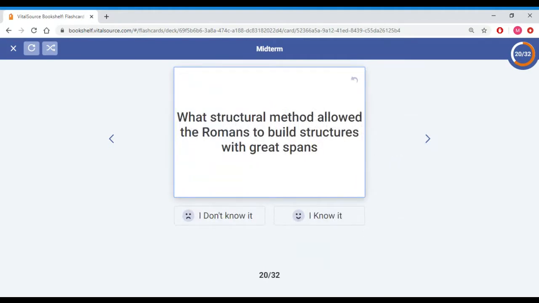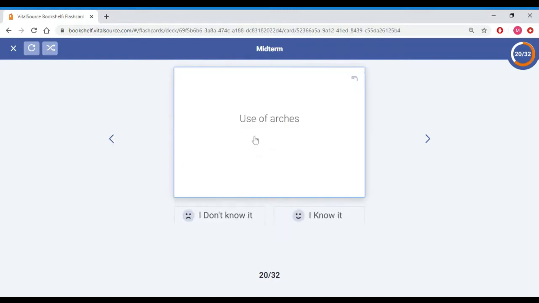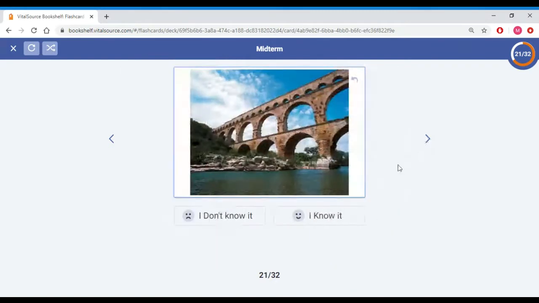What structural method allowed the Romans to build structures with great spans? We talked about how, if it were a structural material, it would have been concrete. But when we talk about a method, what is the method? It's the use of arches.